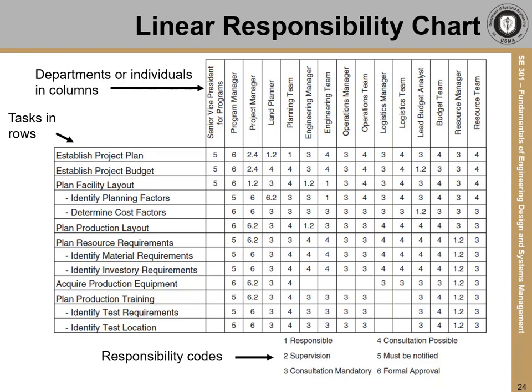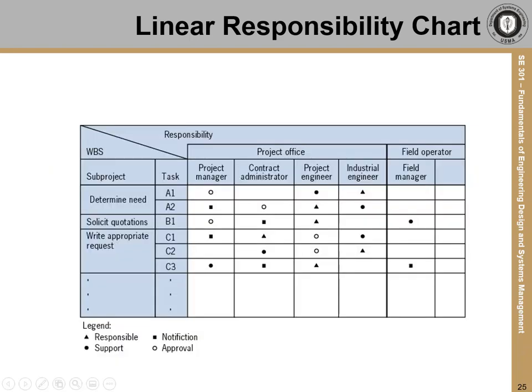This linear responsibility chart uses 6 numeric responsibility codes. That's not a requirement. You might see fewer codes and letters or symbols to represent them, such as in the next example. Here's the beginning of a linear responsibility chart with a slightly different format. Again, you see the individuals and teams listed across the top, and the tasks from the WBS listed down the left side.